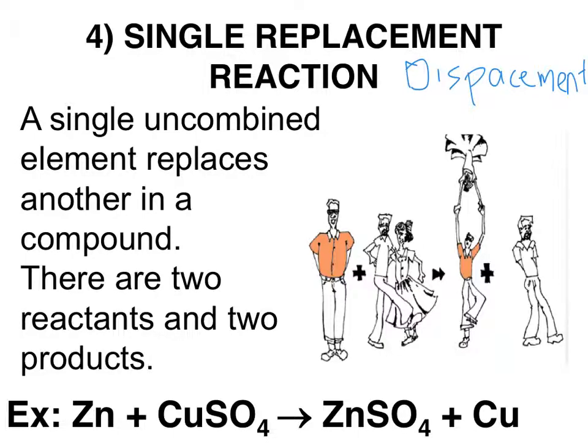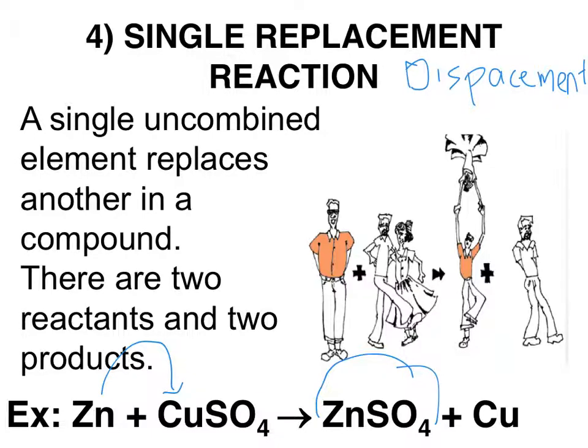Replacement, displacement, they both kind of mean the same thing. If you displace something, you kind of kick it out. If you replace something, you kick it out and take its place. So what's happening is the zinc is going in and knocking out the copper. So now the zinc is attached to the sulfate and copper is on its own.